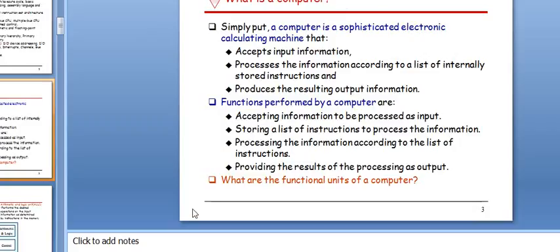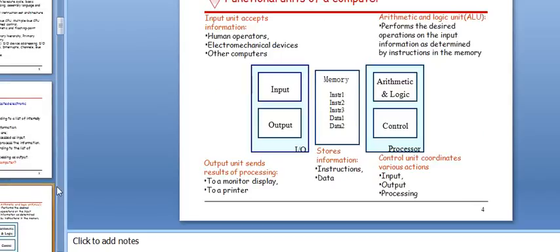The functions performed by computers are accepting information to be processed as input, storing a list of instructions to process the information, then processing the information according to the list of instructions, and then providing the result of the processing as output. For example, if we have raw data and we feed it into Excel and perform some operation on it, like a sum, we get the output.